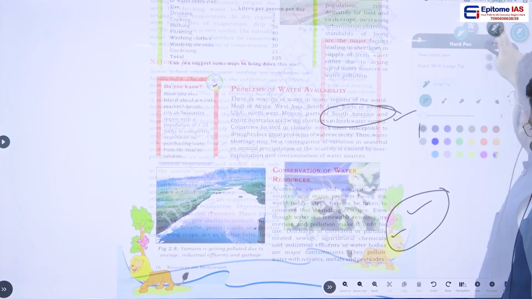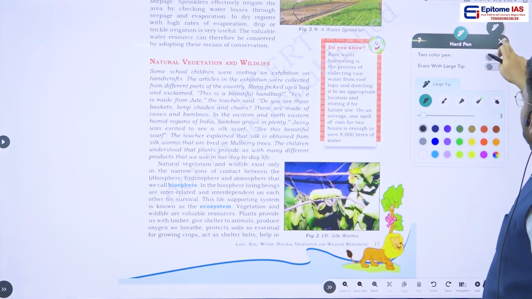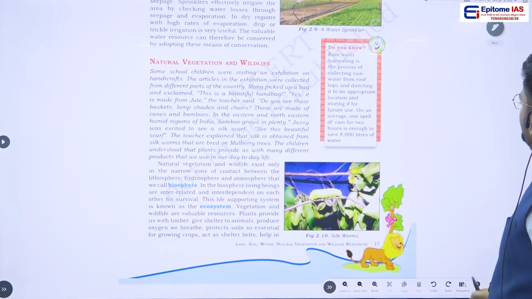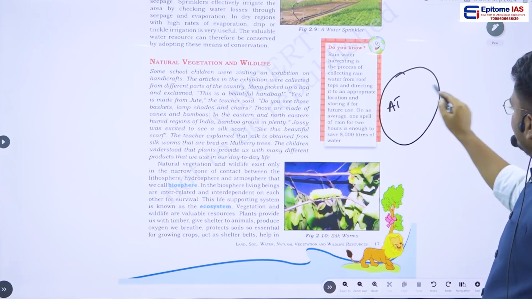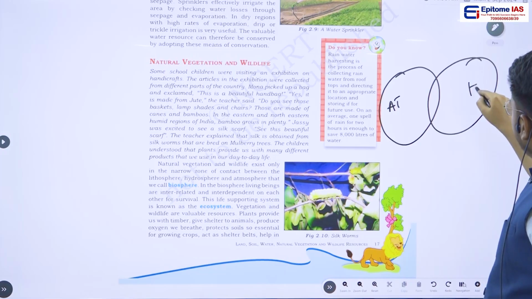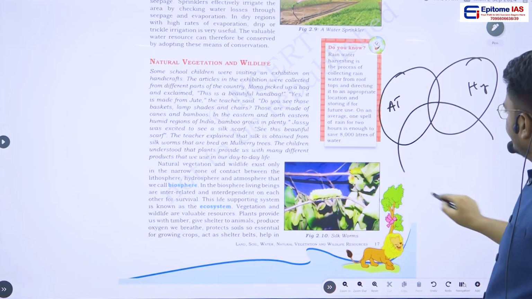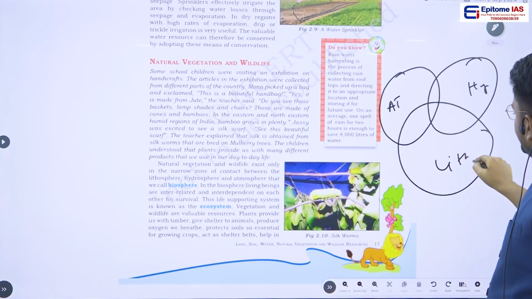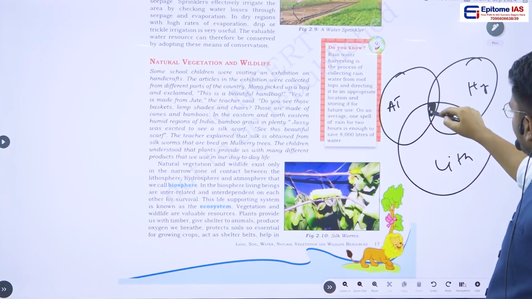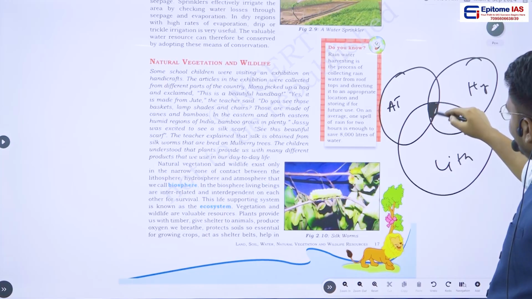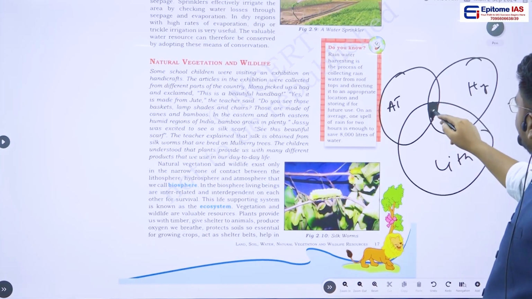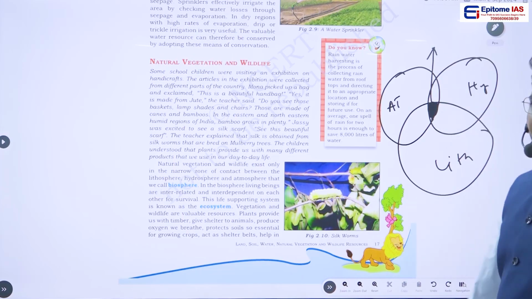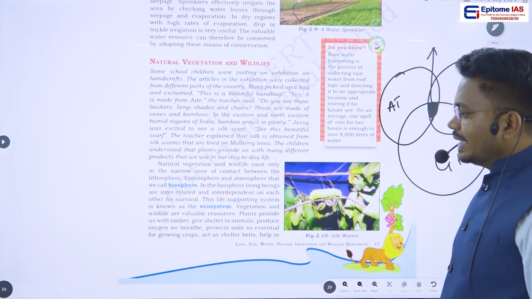Okay, then natural vegetation and wildlife. If you see here, in earlier classes we have seen that this is the atmosphere, this is the hydrosphere, and this is the lithosphere. And there is a common area between the atmosphere, hydrosphere and lithosphere. This common area we call the biosphere. So what happens in the biosphere? All the living organisms are interrelated and interconnected with each other.